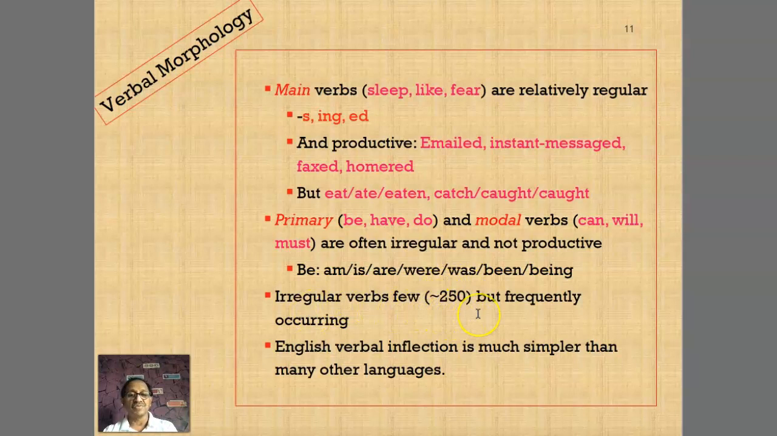They may number around 250, but they occur frequently. English verbal inflection is much simpler than many other languages. Look at our own languages. It's very complex. We have a lot of agreement between the subject and the verb. The verb may agree in first person singular, not only in person and number, but also in gender. And sometimes some verbs agree in honorificity. So verbal inflection is more complex in Indian languages than in English.